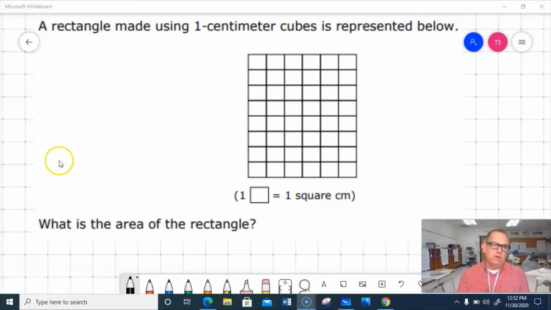Okay, let's go and look at this question together. You follow along as I read. A rectangle made using 1 centimeter cubes is represented below. What is the area of the rectangle? So this is an area question.